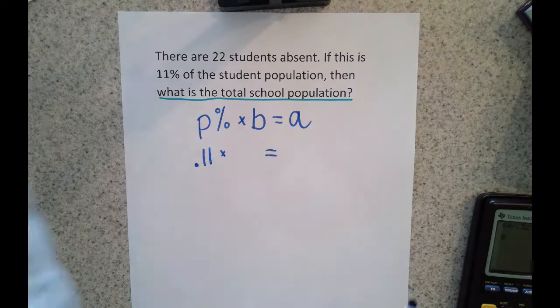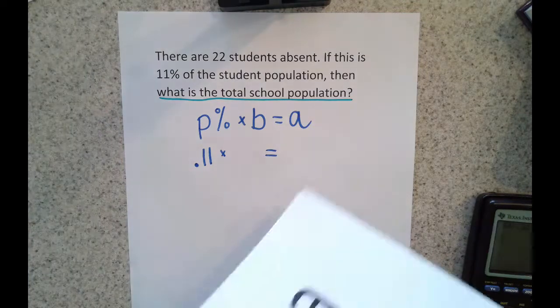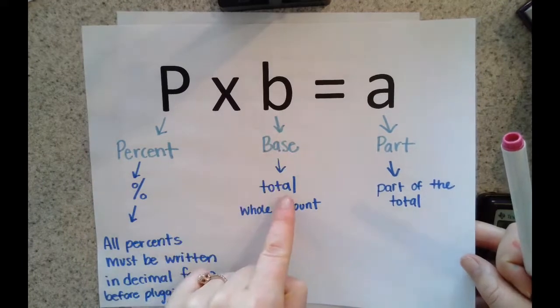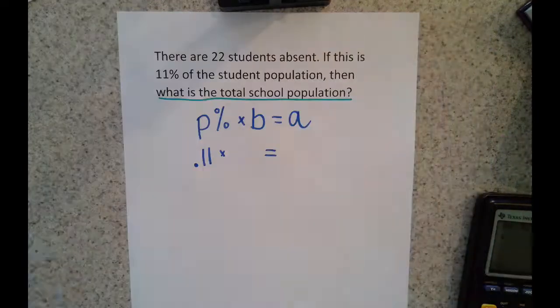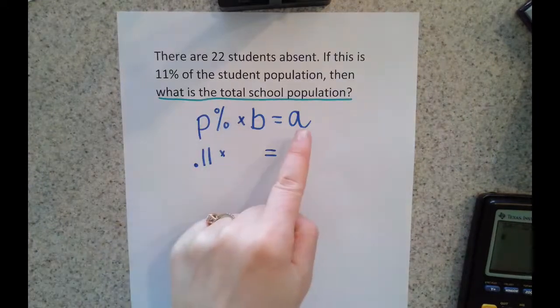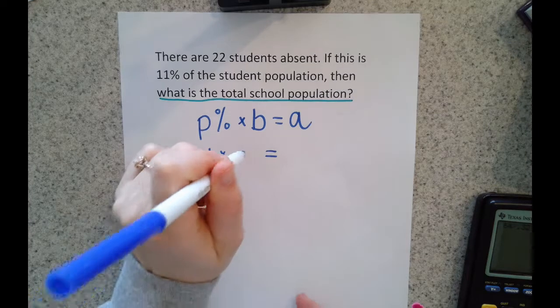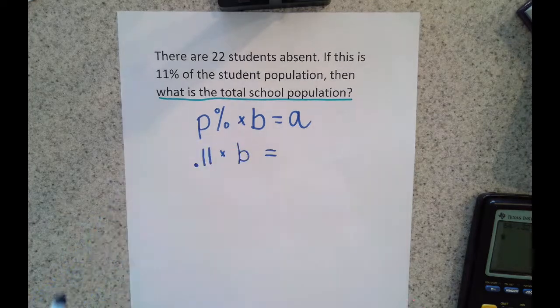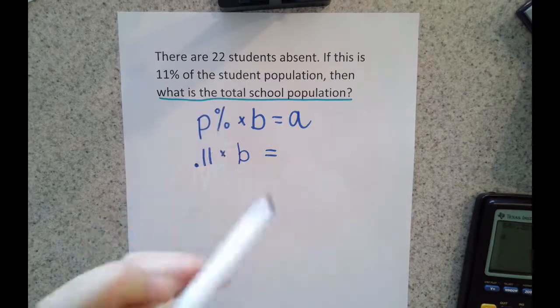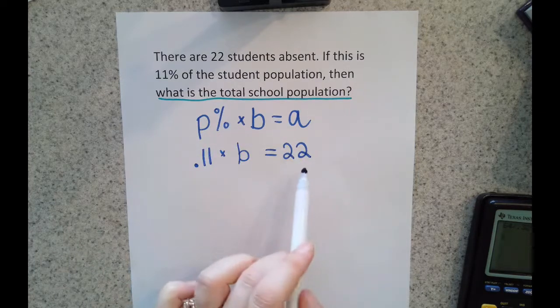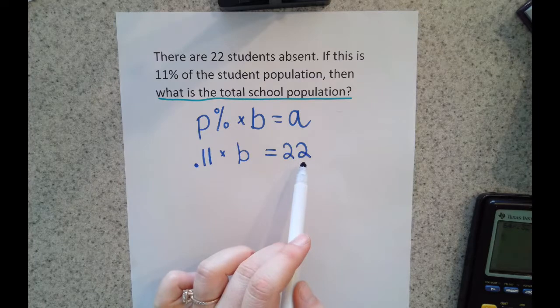Now looking back at the percent equation, remember, B, the base, is the total, the whole amount. So our unknown is the total. That means we do not know B. We can leave it as a variable. 22 is the part that we plug in for A. Part of the school population is absent.